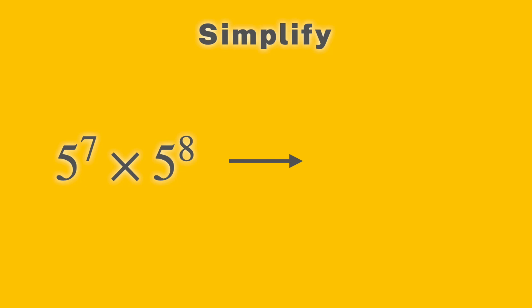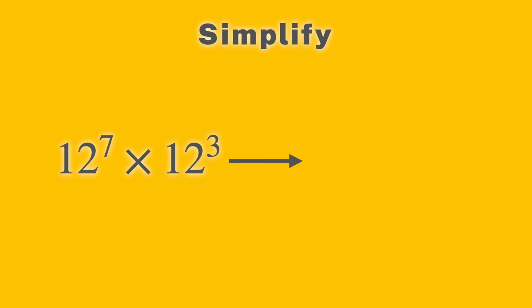Five to the power of 7 times 5 to the power of 8. That's 5 to the power of 15. 12 to the power of 7 times 12 to the power of 3. So altogether we have 10 12s that are multiplying each other. So I'll write that out as 12 to the power of 10.